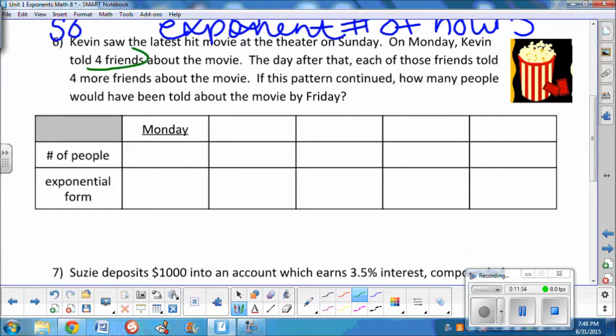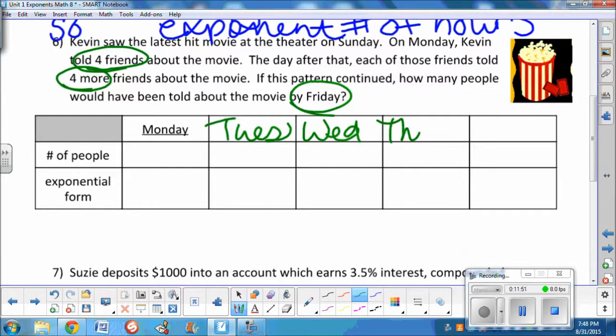So he told 4 friends about the movies, and those friends told 4 more friends. How many people are going to know about the movie on Friday? So filling in our chart, along the top we've got the days of the week. Number of people. Okay, we start out with 4 people. And they're telling 4 more people. So our multiplier is 4.